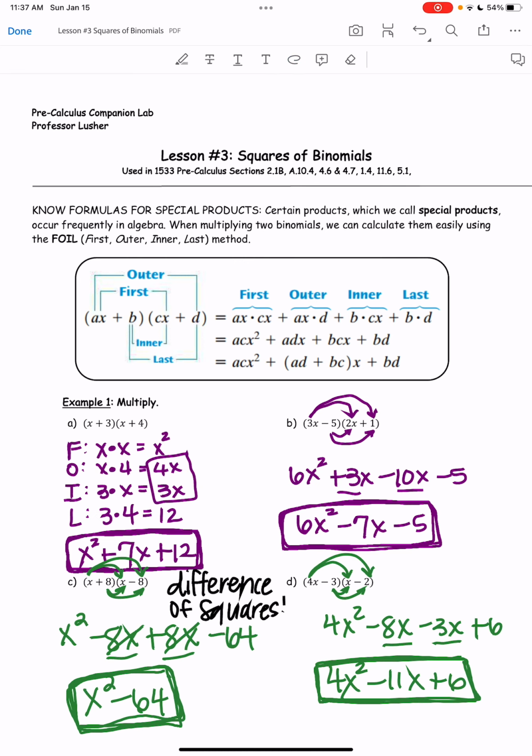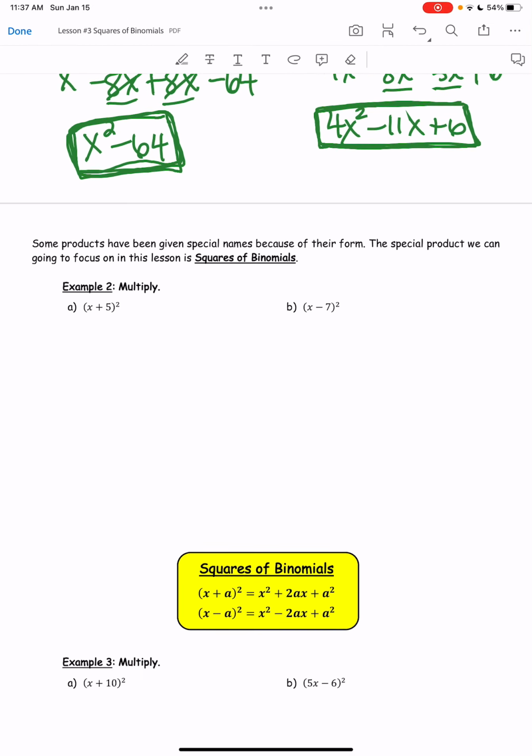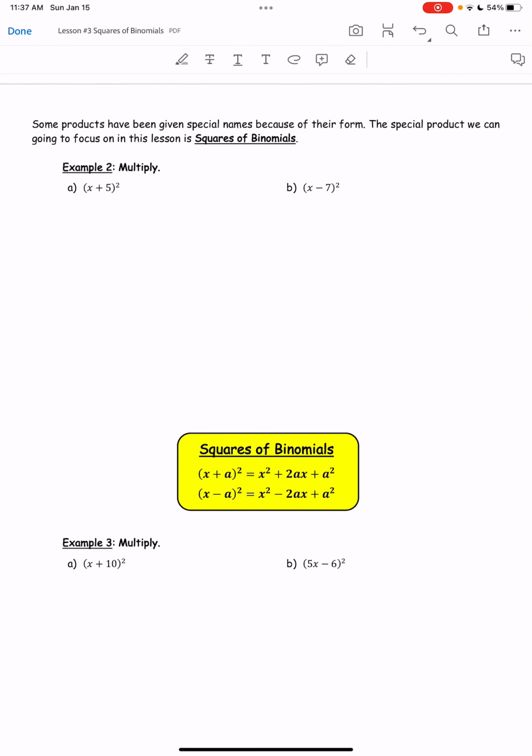Okay, so that's a review on multiplying binomials. Rewatch that portion if you're not good at this yet. If you feel like you're good, let's move on to this down here, which is what my lesson is about here. Okay, this is the goal of the lesson, is to learn what are called squares of binomials.